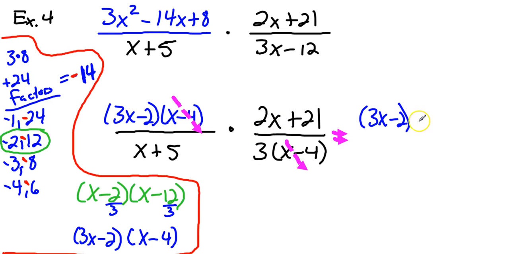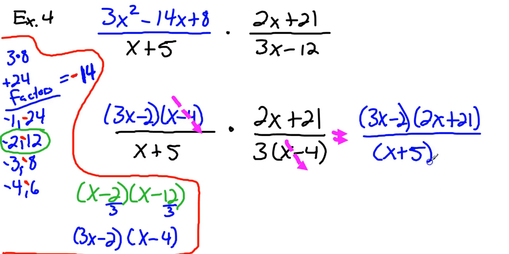That canceled. We've got a 2x and plus 21. On the bottom, we've got an x plus 5 times 3. And you can put the 3 at the end, but most of the time we're used to seeing it in the front, so we'll go back and put it over here.